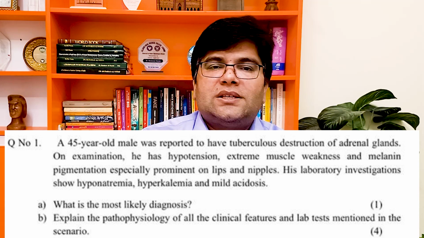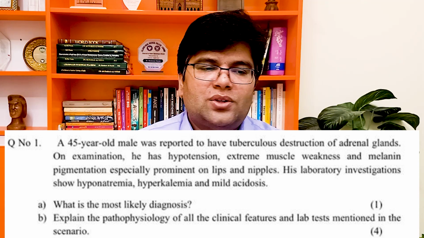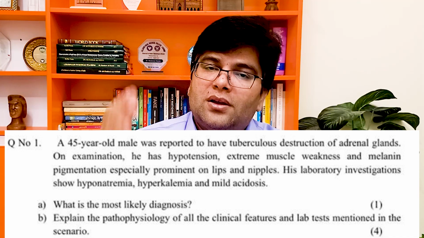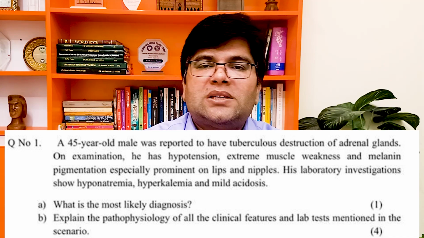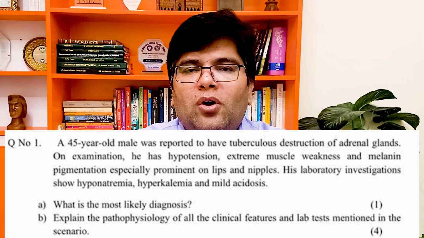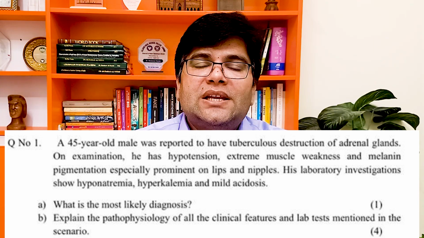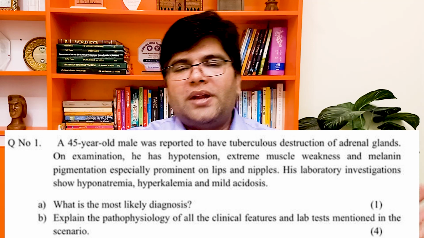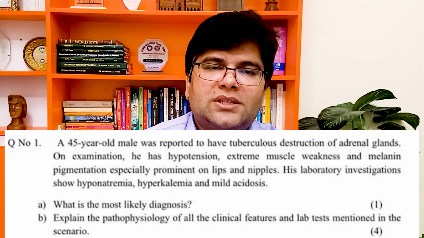Hyponatremia is because of less sodium retention, because there is less aldosterone, and hyperkalemia is because of less secretion of potassium due to less aldosterone. So potassium will be retained in the body. And metabolic acidosis is because of less secretion or less loss of hydrogen ion in case of deficiency of aldosterone. So retention of hydrogen ion will cause metabolic acidosis.